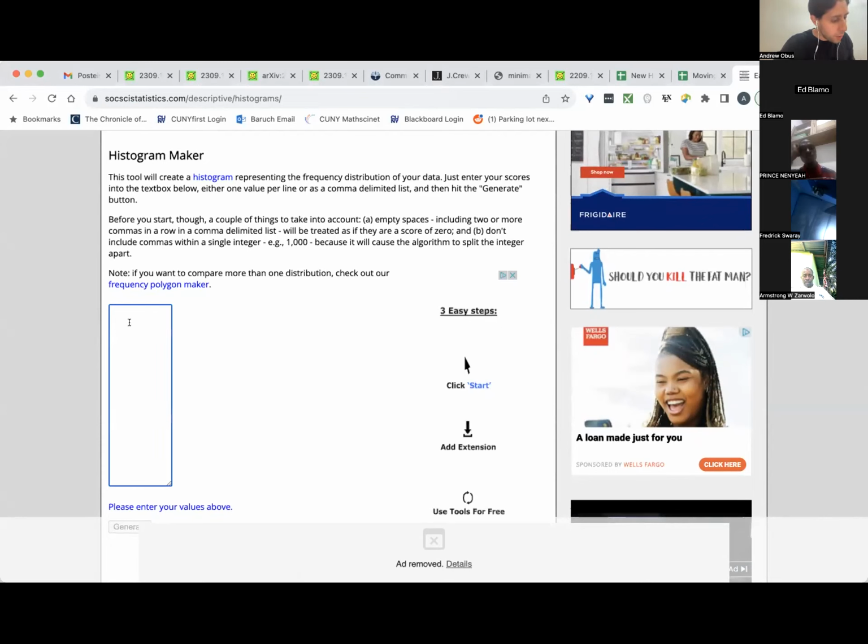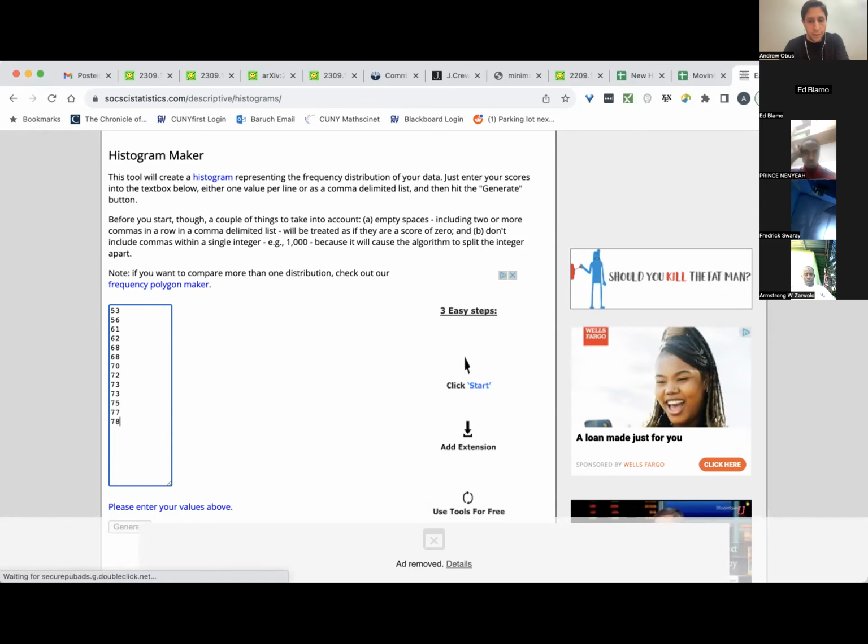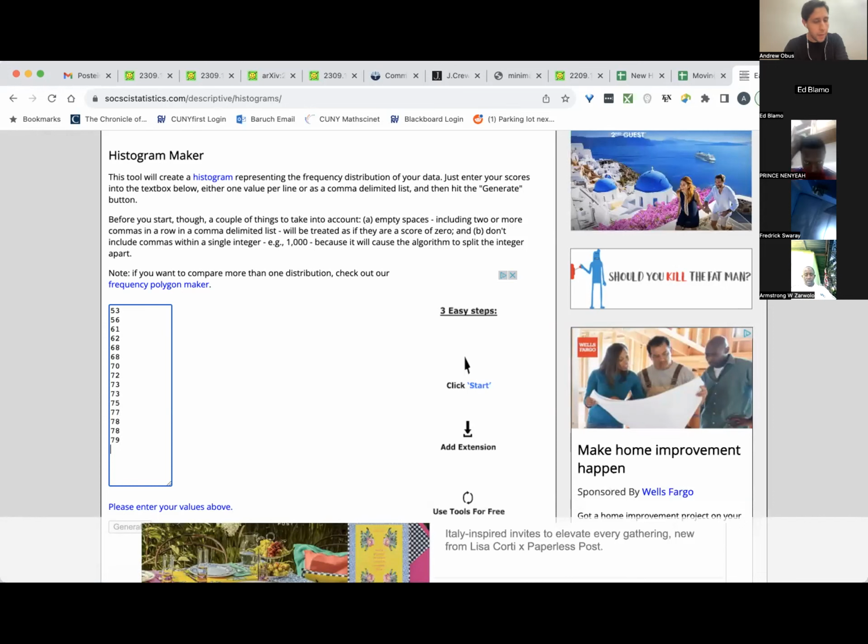So what I'm going to do here is just put in all of my data. This is really nice. It just lets you enter all of your data, each one on a new line. So 53, 56, 61, 62, 68, 68, 70, 72, 73, 73, 75, 77, 78, 78, 79, 80, 81, 84, 85, 86, 86, 87, 87, 87, 89, 90, 92, 92, 96, 98. Okay, so this was the data.